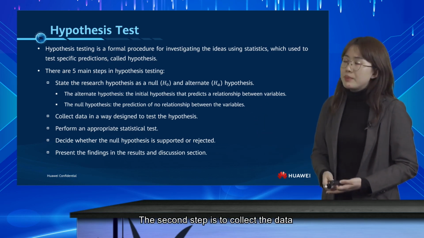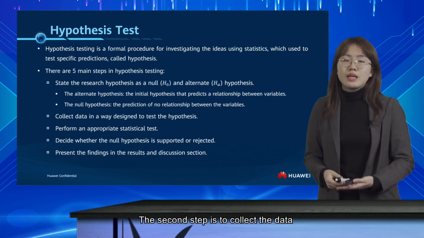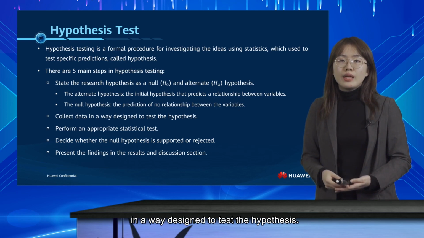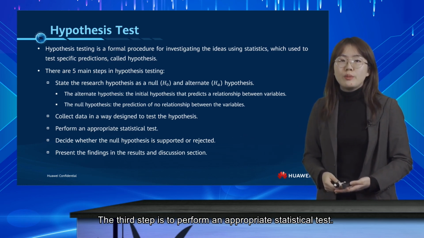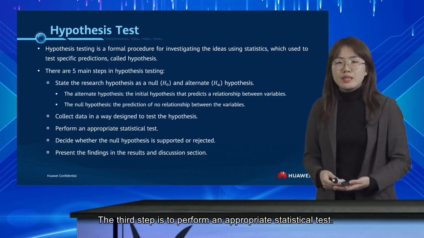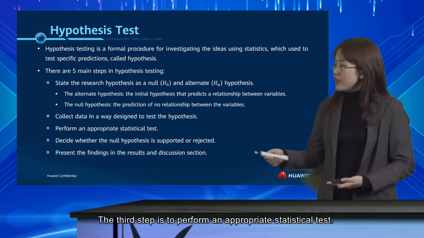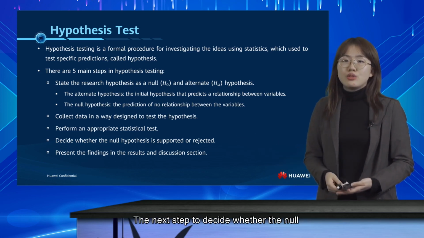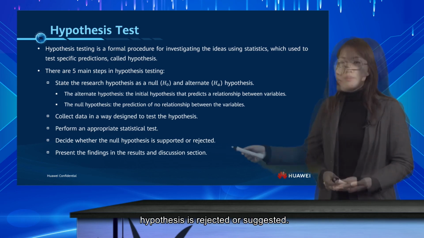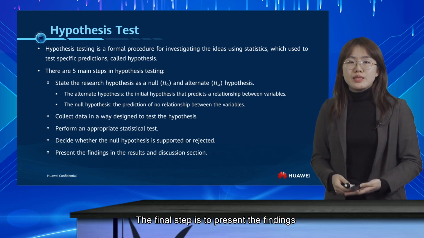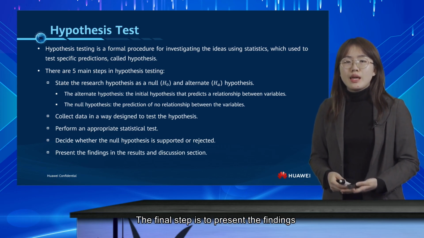The second step is to collect the data in a way designed to test the hypothesis. The third step is to perform an appropriate statistical test. The next step is to decide whether the null hypothesis is rejected or suggested. The final step is to present the findings in the results and the discussion section.